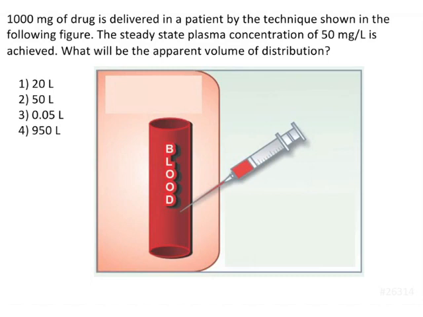1000 mg of a drug is delivered in a patient by a technique shown in the figure. The steady state plasma concentration of 50 mg per liter is achieved. So what will be the apparent volume of distribution? Apparent volume of distribution is the extent the drug distributes to various body tissue spaces. The options given are 20 liters, 50 liters, 0.05 liters and 950 liters.